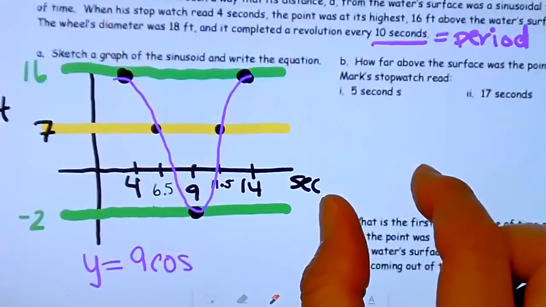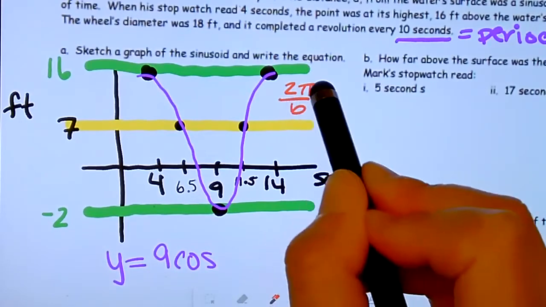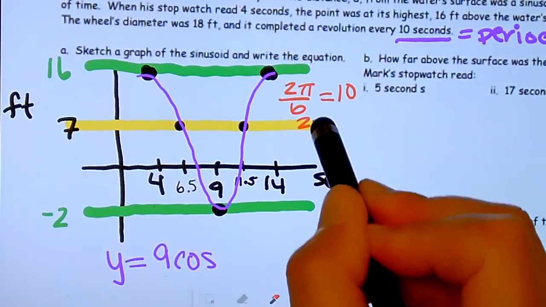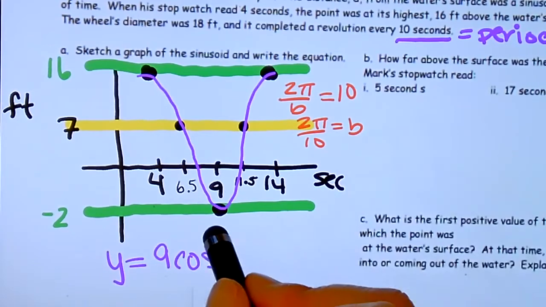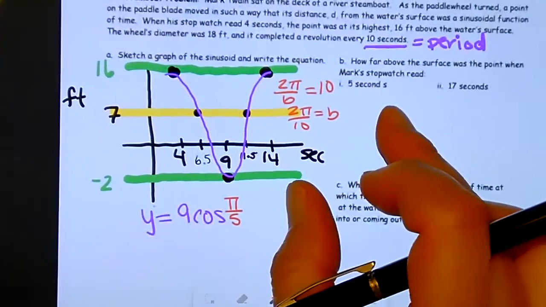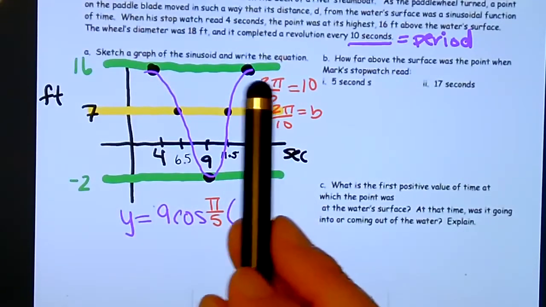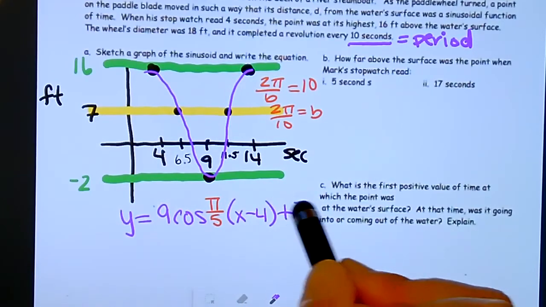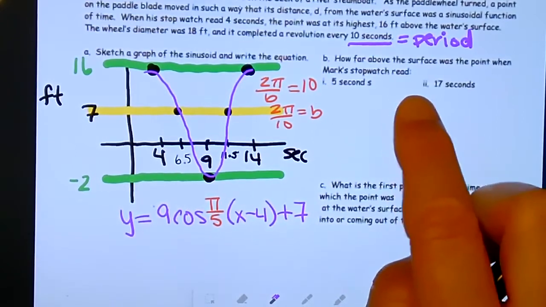So let me just do that math real quick. If my period is 10, I'm going to have 2 pi over b equals 10. I'm going to cross multiply. I get 2 pi over 10 equals b. So my b, I can reduce down to pi over 5. That will be my b, my frequency. And then I'm starting this at 4, so this is going to be x minus 4. And then I shifted it up 7, plus 7. So that's my equation.